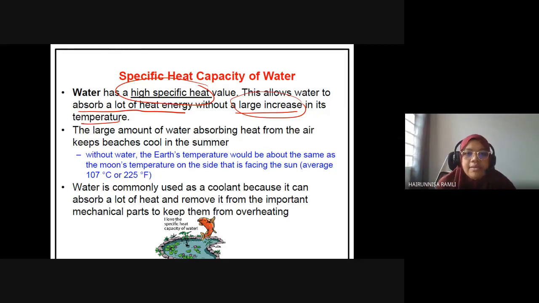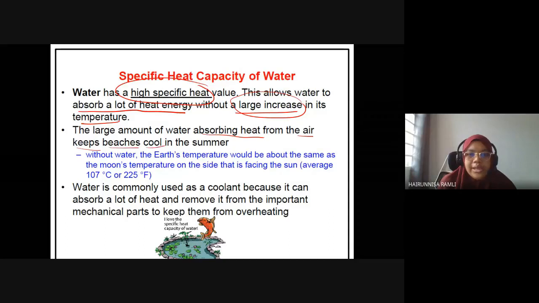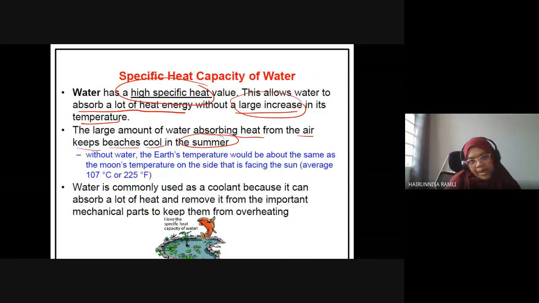Okay, so you can imagine this, the large amount of water absorbing heat from the air will keep the beaches cool in summer. Okay, you imagine kalau lah dia directly proportional tadi. Specific heat tinggi, dia punya temperature rise pun tinggi. You rasa boleh ke Mat Saleh tu nak mandi time sama dekat pantai? Menggelegak air kan? Of course nanti dia jadi menggelegak, so akan jadi tinggi kan?